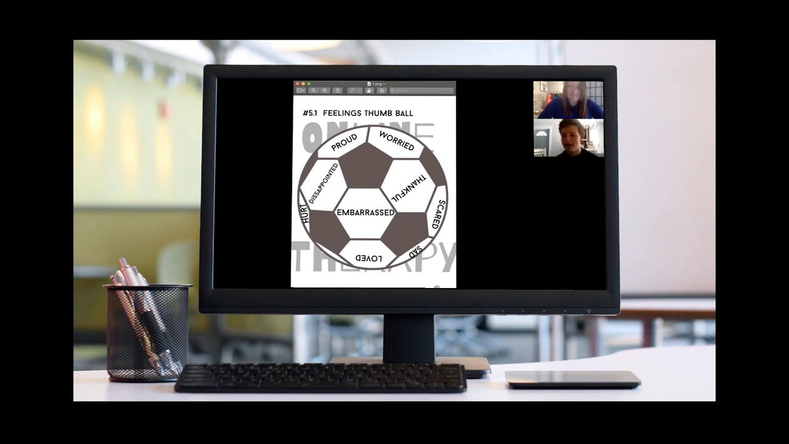I landed on a black spot. Okay, so you landed on a black spot, so you get to pick anything around that black spot that you choose. I'll do worried. Oh, okay. I got worried when Lydia cut her finger on a knife. Oh, so Lydia cut her finger on a knife and you felt worried.